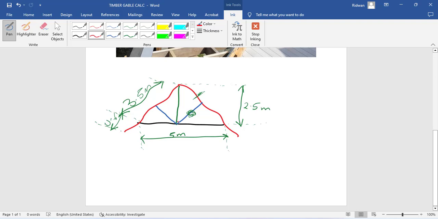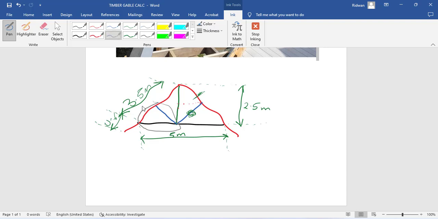Now what we want to do is to determine the length of this member. In order to do that, we will still continue using our Pythagoras theorem. Let's try to draw it out and then we can apply the Pythagoras theorem. So this is the part I want to draw out. Let's do just that.